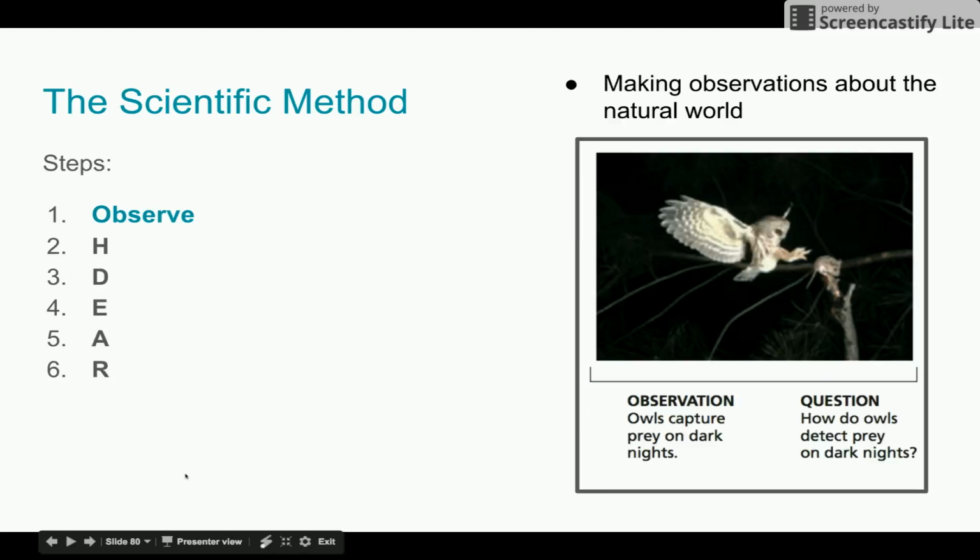The first step being observe. So this is all about making observations about the natural world. So the book has an example of an owl, and the observation that is being made is that the owl captures prey on dark nights. So they want to know, how do the owls detect the prey when it's dark out?